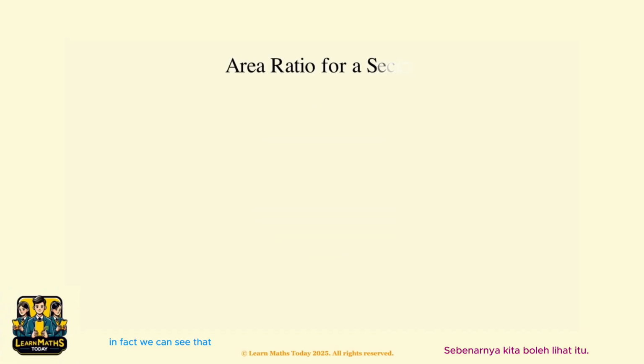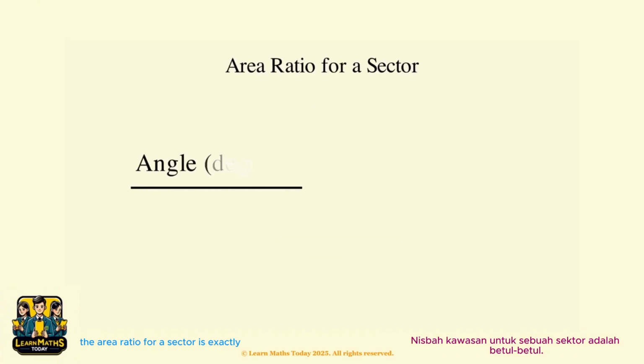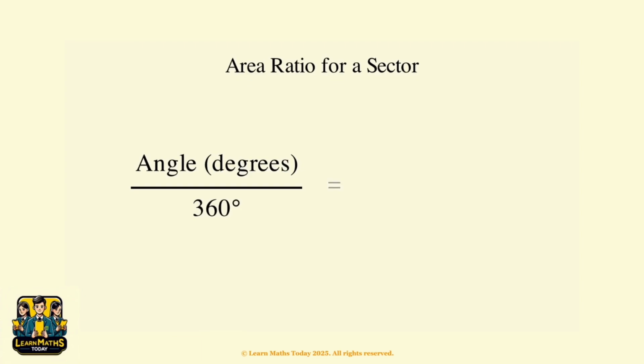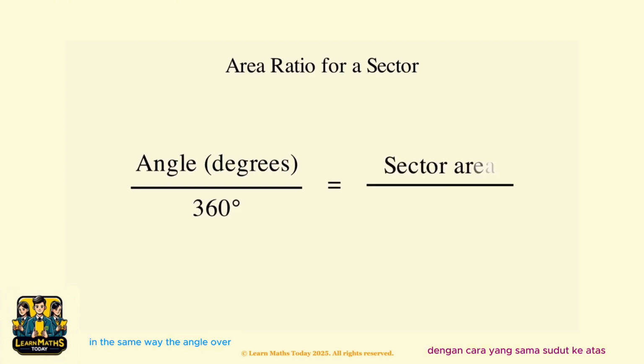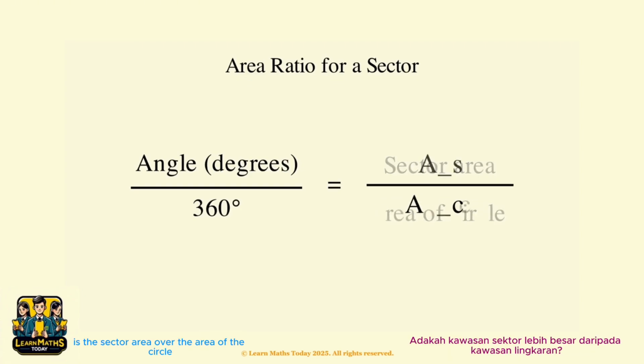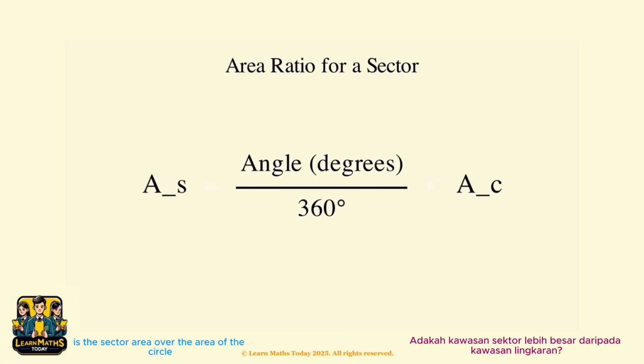In fact, we can see that the area ratio for a sector is exactly the same as for an arc. In the same way, the angle over the total angle is the sector area over the area of the circle. And rearranging, we get this formula.